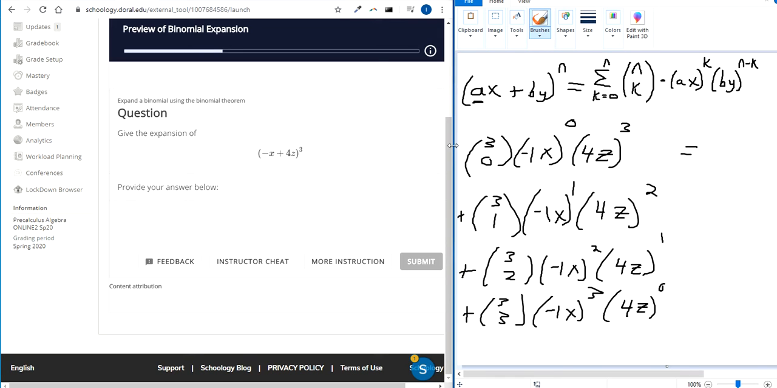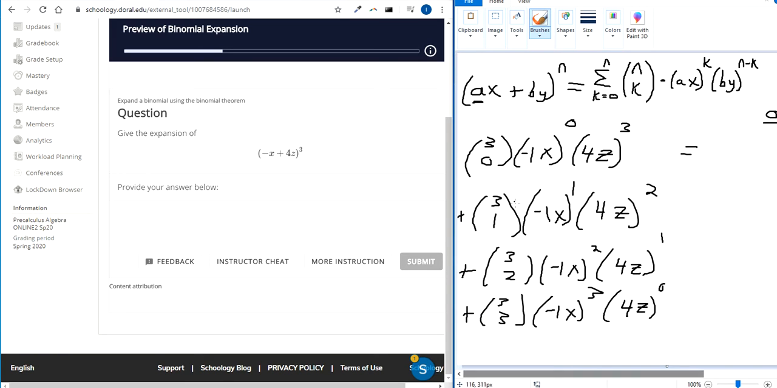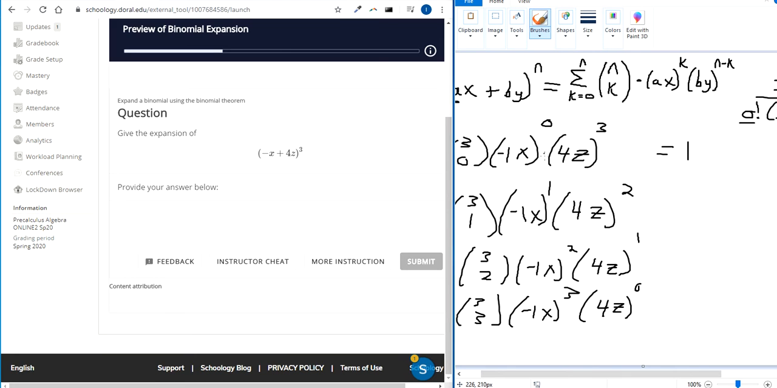Okay, so 3 combination 0. That means you got 3 factorial over 0 factorial, which is 1 by definition. I got 3 minus 0 factorial here. This is just going to equal 1. So this thing out front is equal to 1. And then negative 1x to the 0 power. Anything raised to the 0 power is 1. And then we have 4z to the third. So 4 to the third is 64. Z to the third is just z to the third. So that's our first term.